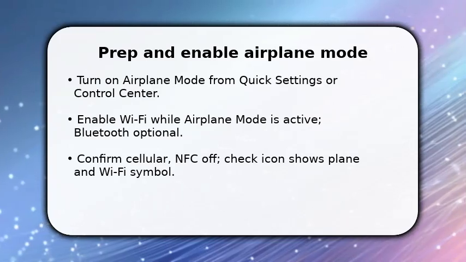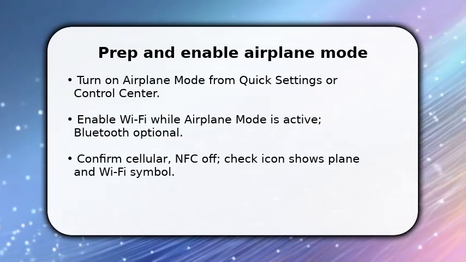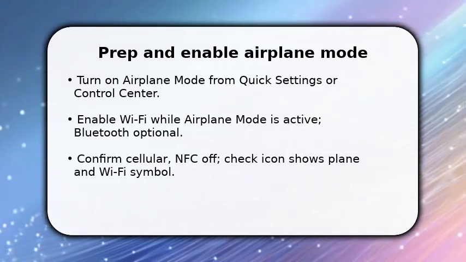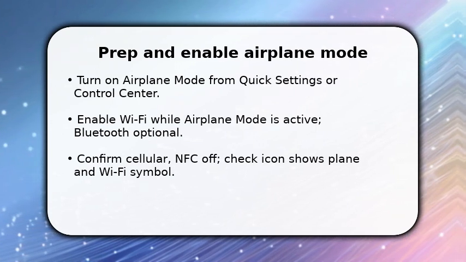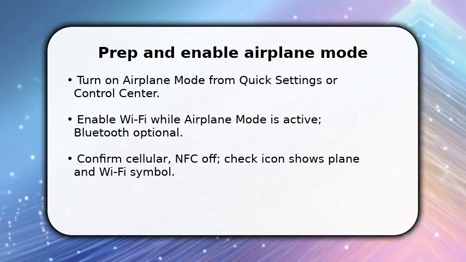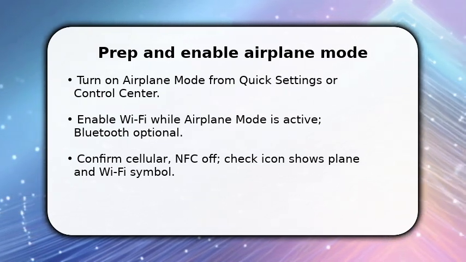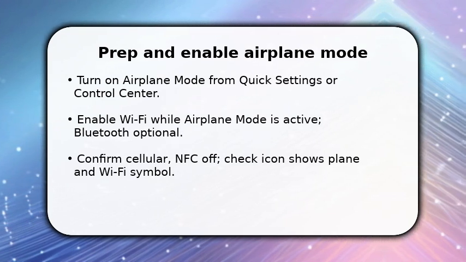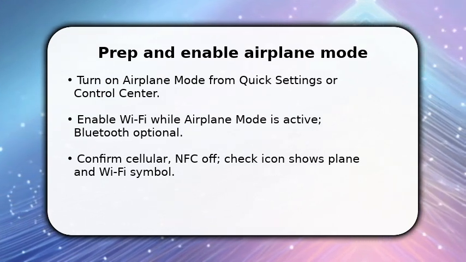You start by enabling airplane mode to disable cellular radios. This prevents roaming charges and interruptions. Next, while still in airplane mode, turn Wi-Fi back on so your device only uses local networks. Make sure Bluetooth stays as you need it and verify the plane icon appears.